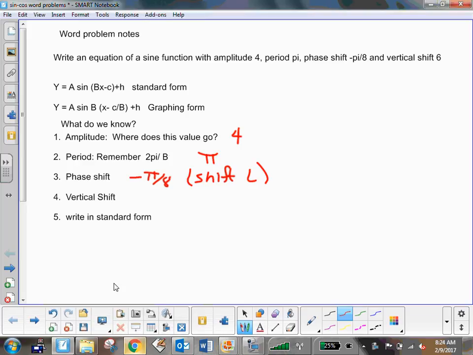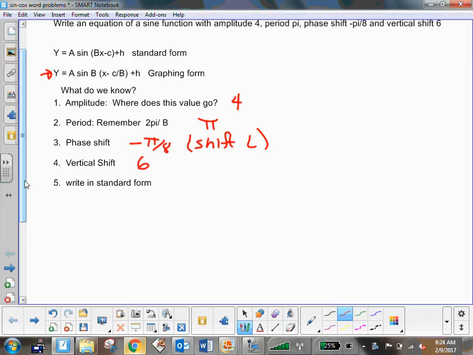And then a vertical shift of 6. So if I'm not saying down, assume it's positive, make it up. All right. So the first thing you're going to want to do is really put it in graphing form, because that's the easiest, because it's really just kind of plugging everything in. So we know that y is equal to, our amplitude is 4 sine of b.